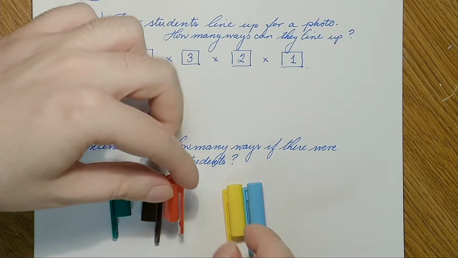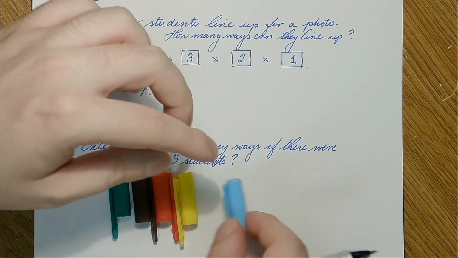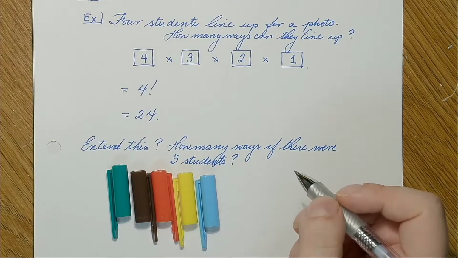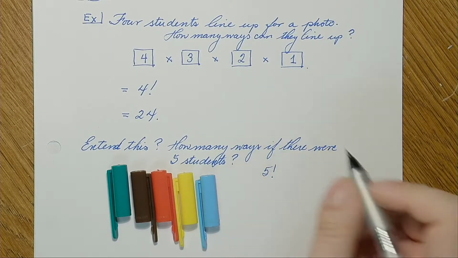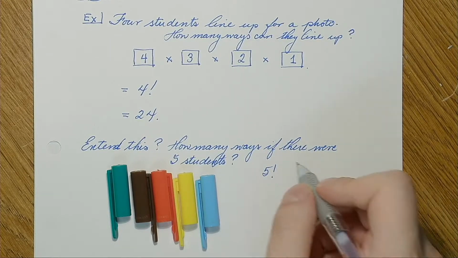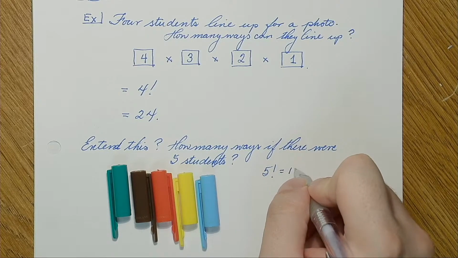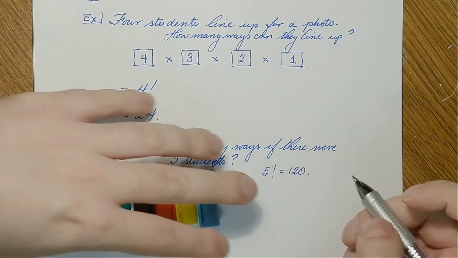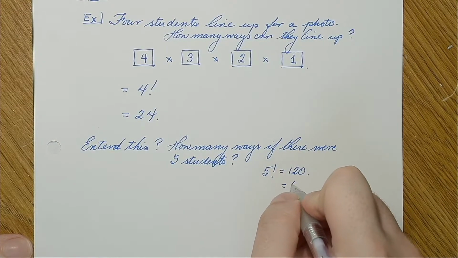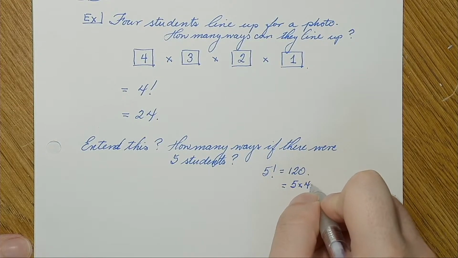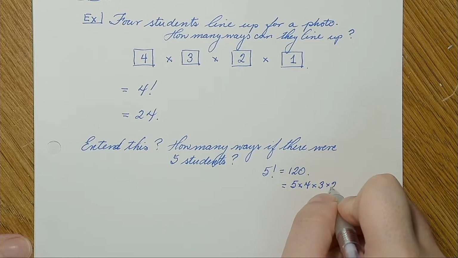Somebody's saying 120. Somebody's saying 5 factorial. Yes, so the answer is 5 factorial. Good, because again, we're going to go 5 students. And that's equal to 120. Now, you could have done this. You could have done 5 times 4 times 3 times 2 times 1.